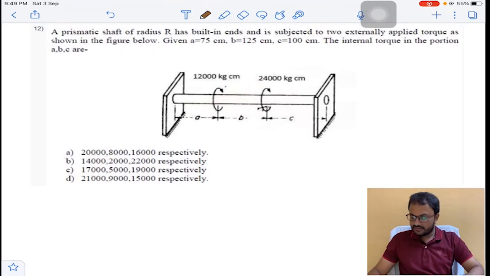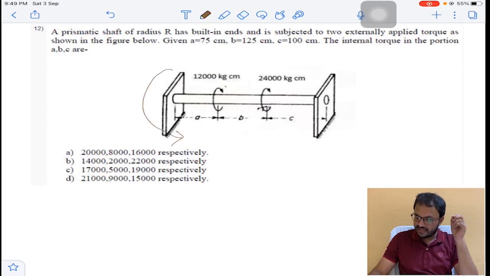So now coming to the next problem, he applied torque at this point 12,000 kg meter and at this point 24,000 kg meter. He applied the torque in the same direction. So we will get reaction torques here. So now he has given A is equal to 75, B is equal to 125, C is equal to 100.